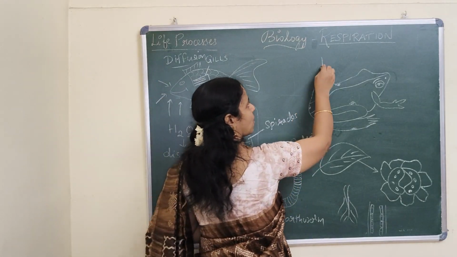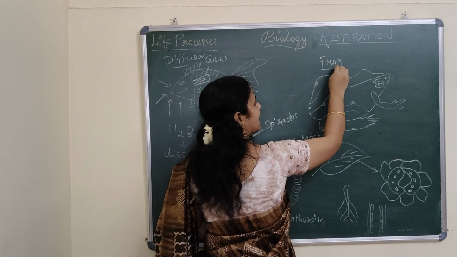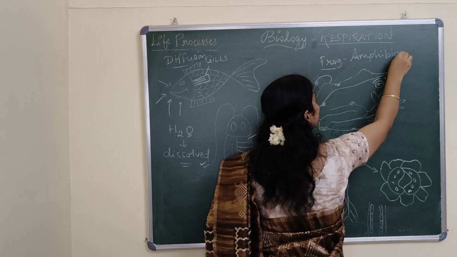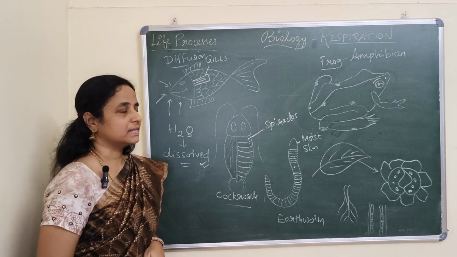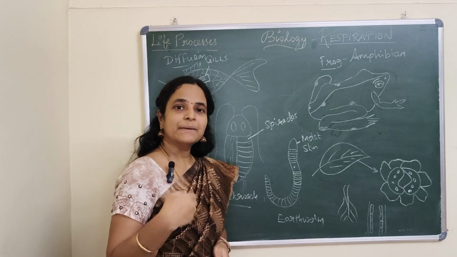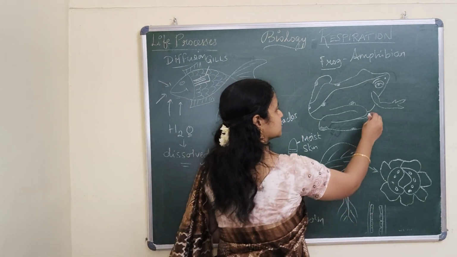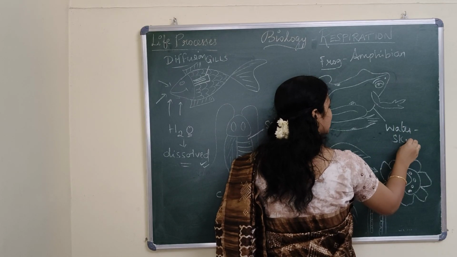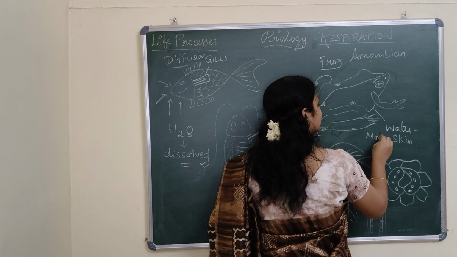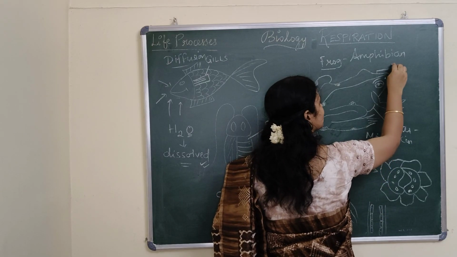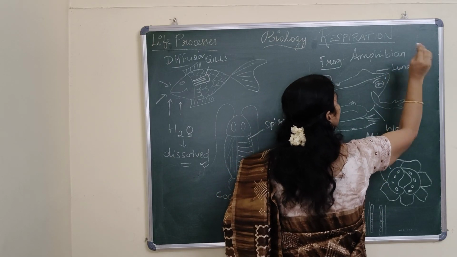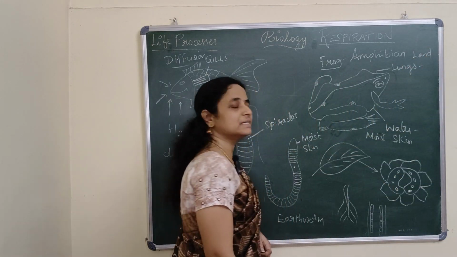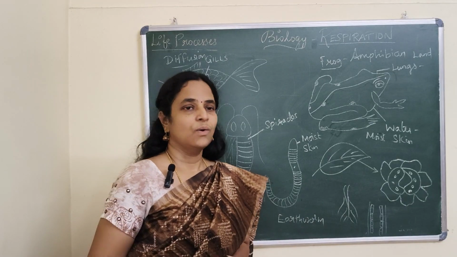Then comes the frog. Frog is an amphibian. What do you mean by amphibian? It can live on both land as well as in water. When they are found in water, they breathe through their moist skin. And when they are found on land, they breathe through lungs. So an amphibian can live on both land as well as in water.